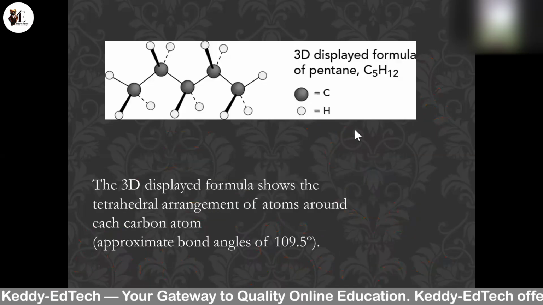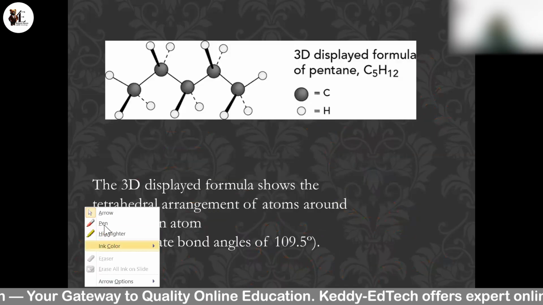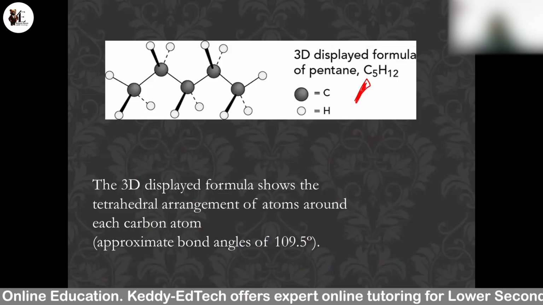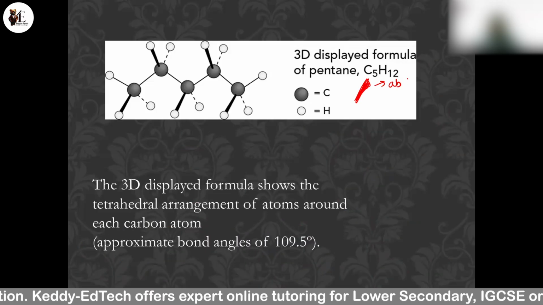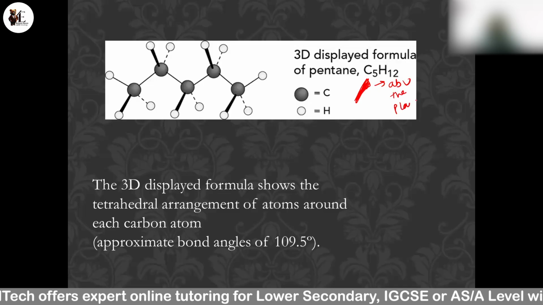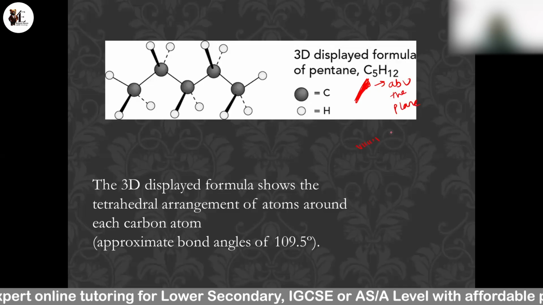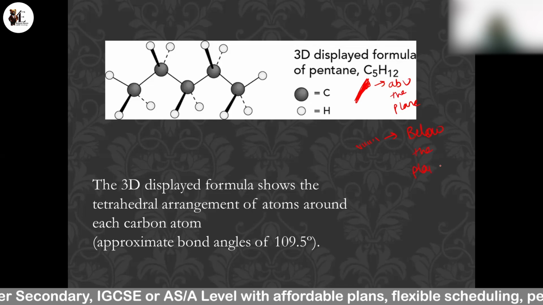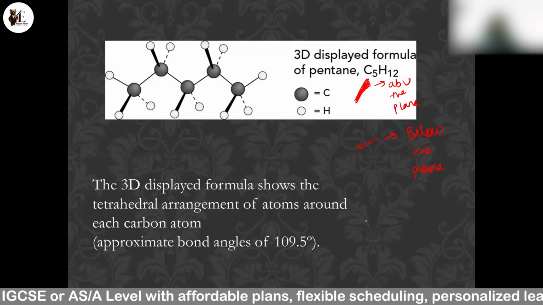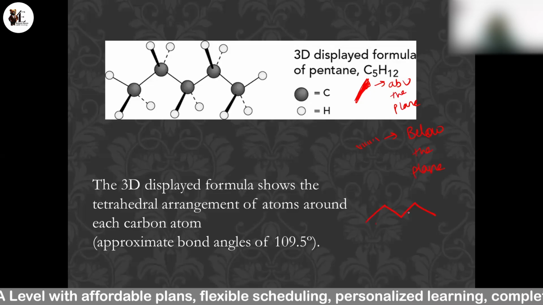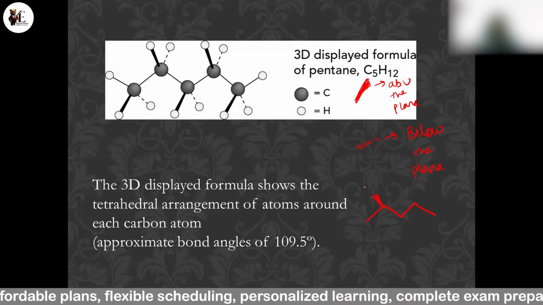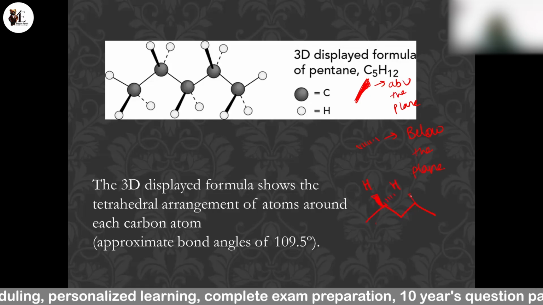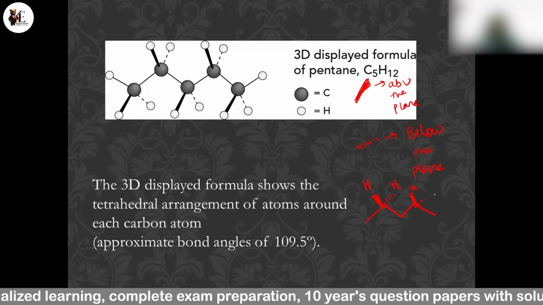Okay. So this is the 3D displayed formula of pentane. In the 3D displayed formula, we represent it like this. The wedge bonds are the bonds which are above the plane of the paper, and the dashed bonds are below the plane of the paper. So you can write this like this: 1, 2, 3, 4, 5. Now hydrogen atoms you can represent like this. This hydrogen is above the plane and this hydrogen is below the plane. Similarly, this hydrogen is above the plane and this hydrogen is below the plane.